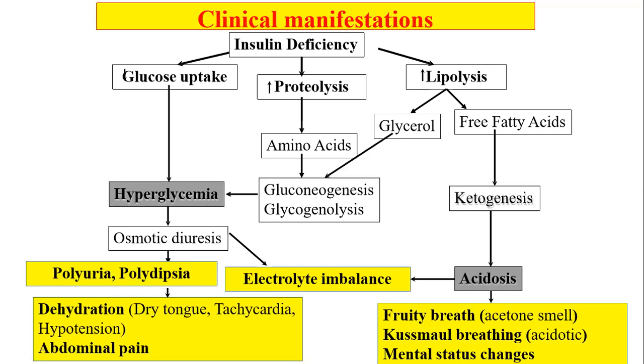If the body starts to break down a lot of proteins, a lot of amino acids will be produced. And when a lot of amino acids is produced in the body, that means gluconeogenesis happens in the body.